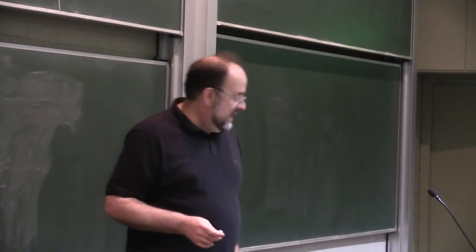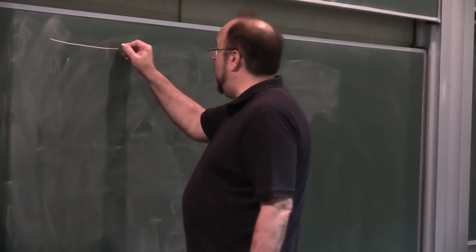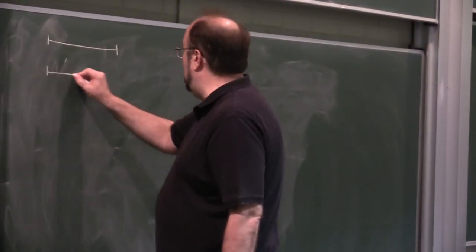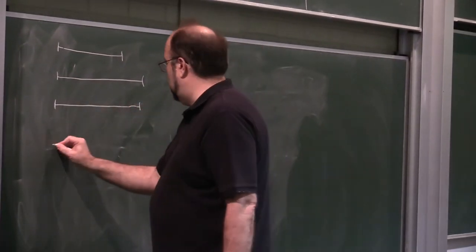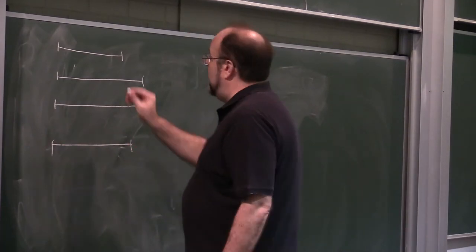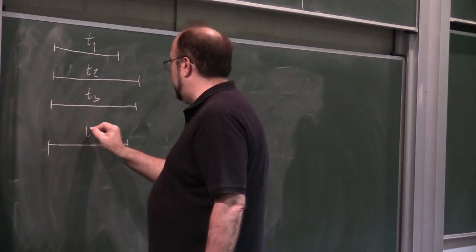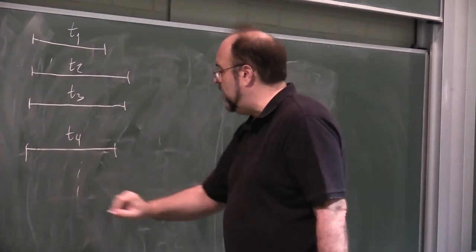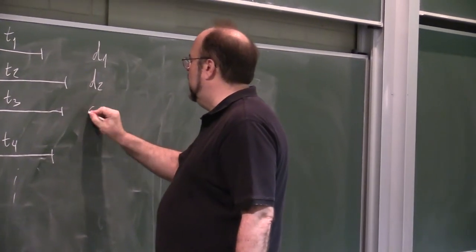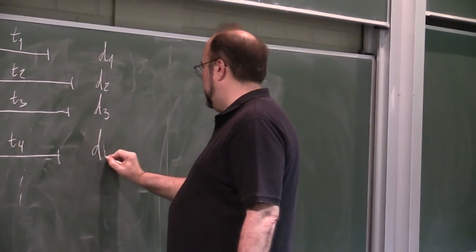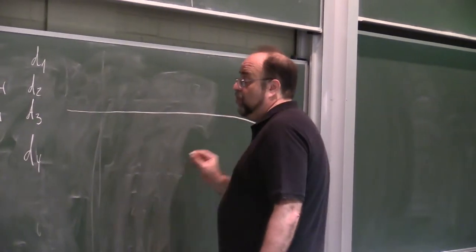Okay, so let's see another example, minimizing job lateness. So we have jobs that are all of different, say, durations, right? So they are durations T1, T2, T3, say T4, and so forth. But you have also deadlines D1, D2, D3, D4. And then you want to schedule them.